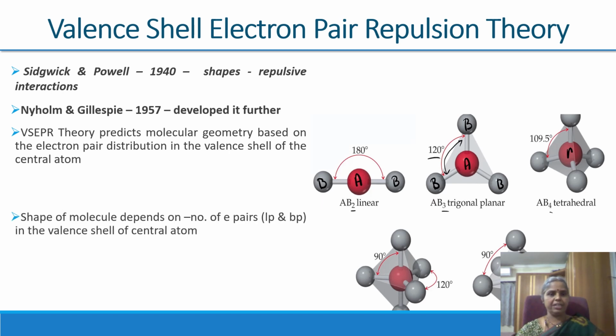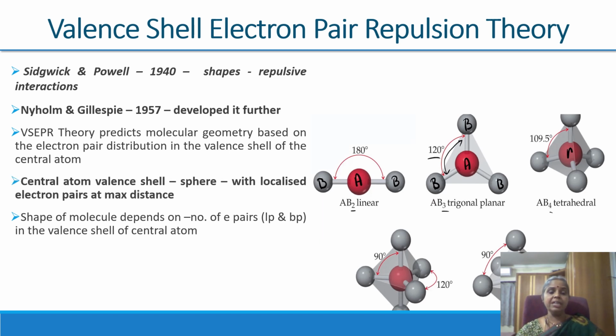their repulsive interactions. You can see here electron pair distribution in the valence shell of the central atom. The valence shell of the central atom is considered as a sphere, and in this sphere electron pairs are considered to be localized as electron domains. So, molecular geometry will pertain to how many pairs of electrons or how many electron domains are there and how they are distributed in this particular sphere, which is the valence shell of the central atom.